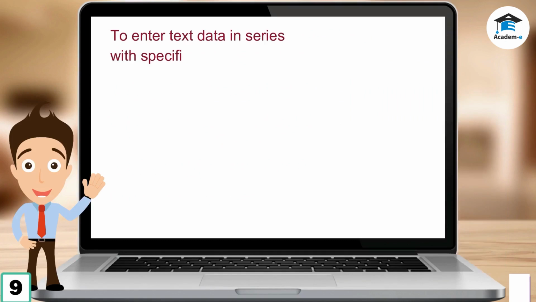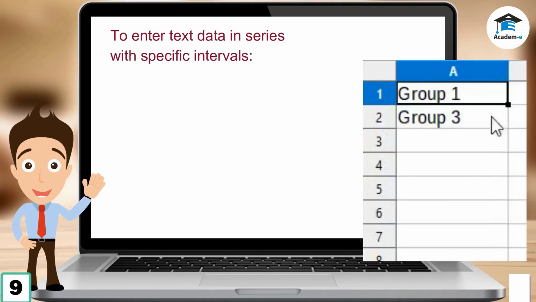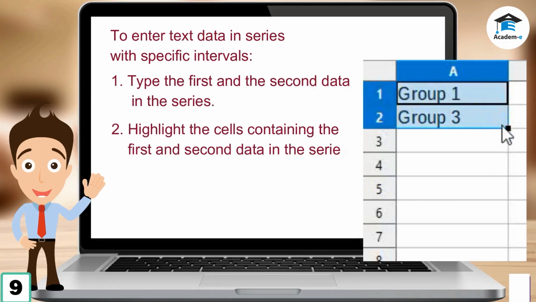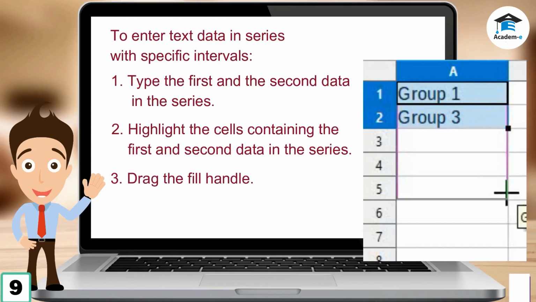To enter text data in series with specific intervals: 1. Type the first and the second data in the series. 2. Highlight the cells containing the first and second data in the series. 3. Drag the fill handle. 4. Release the mouse.